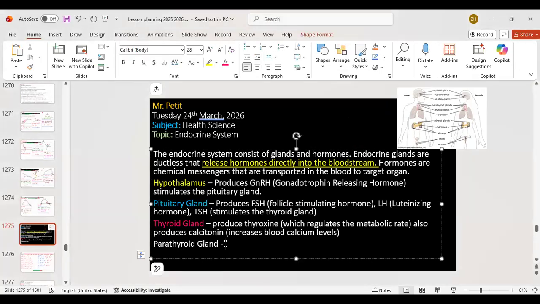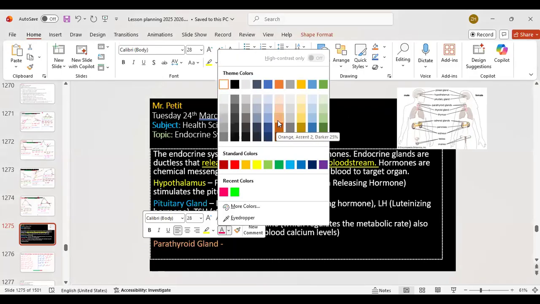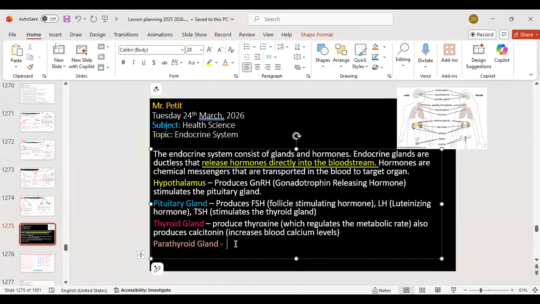Then we have the parathyroid gland. What hormone does the parathyroid gland produce? It produces a hormone that reduces calcium levels.